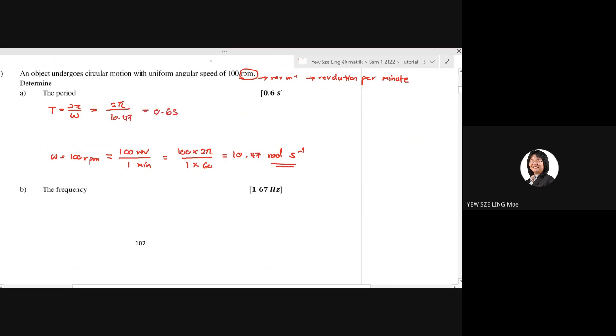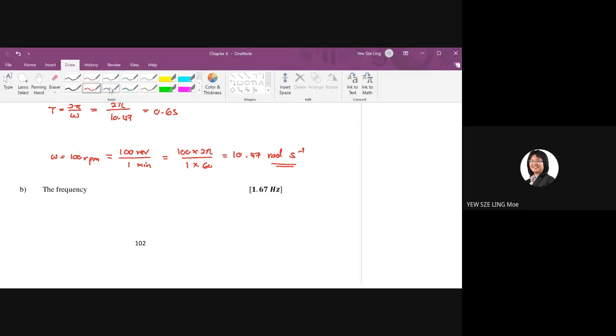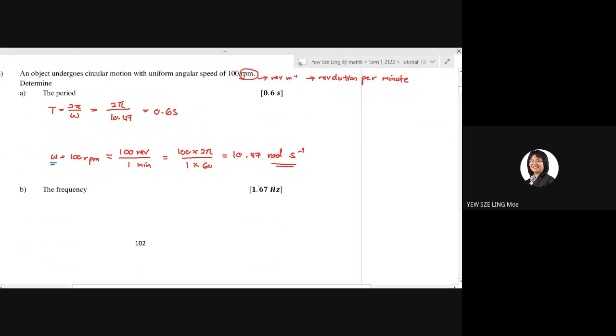Now, sometimes students ask me, can you leave omega in terms of pi? Of course you can. For example, in this question, if I want to leave it in terms of pi, this is 3 and this is 1, so I will have 10 over 3 pi radian per second. Then you substitute 10 over 3 pi radian per second into the first equation. That also works, nothing is wrong. You can leave it in terms of pi.